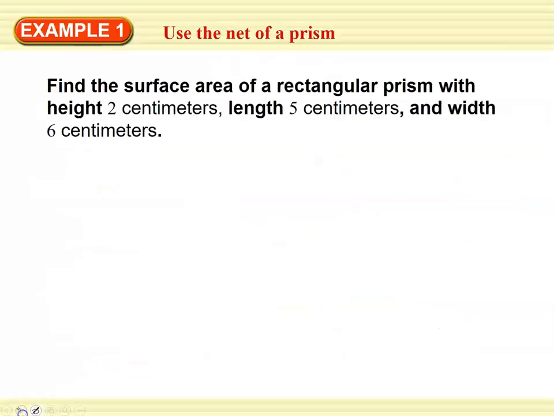All right, so let's go ahead and look at some of those. And again, we'll look at this first example in the two ways that you can do it, by just breaking down each individual side, and then also by using that formula. So this first one, we want to find the surface area of a rectangular prism that has a height of 2 centimeters, a length of 5 centimeters, and a width of 6 centimeters. So I'm going to go ahead and just do a rough sketch of that.